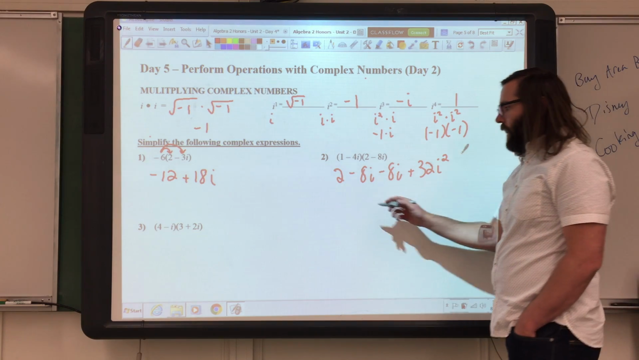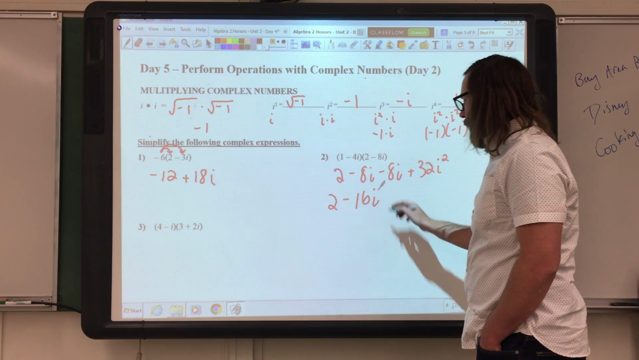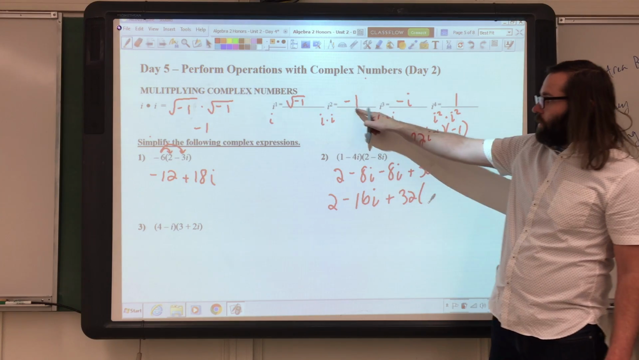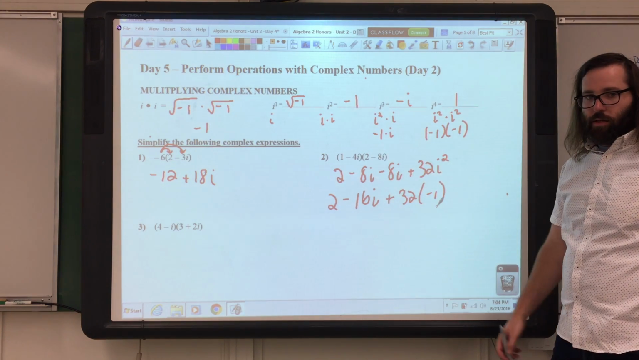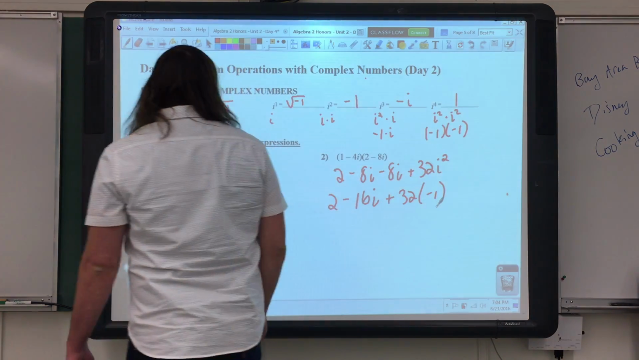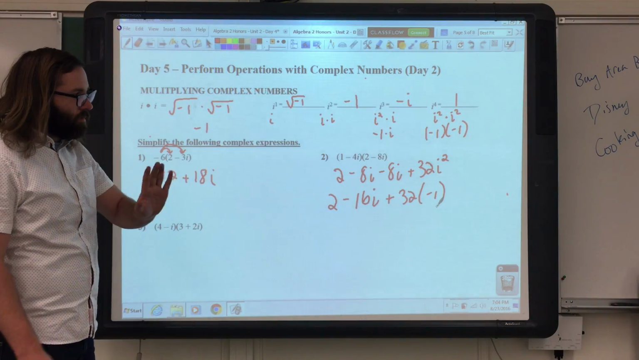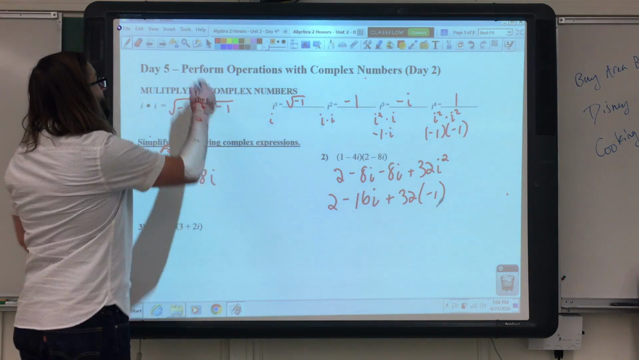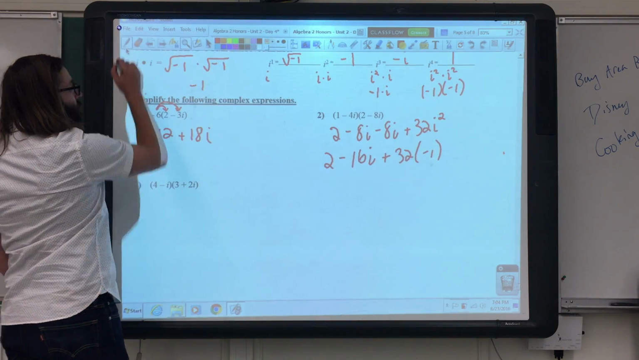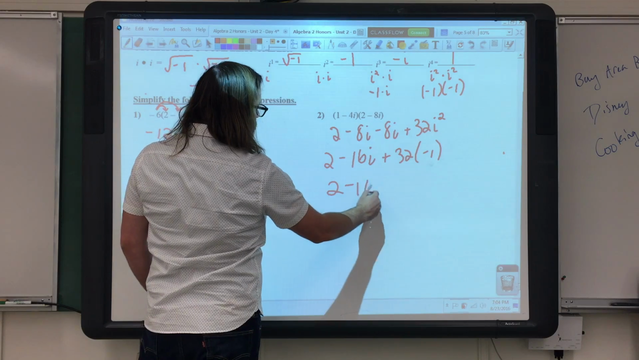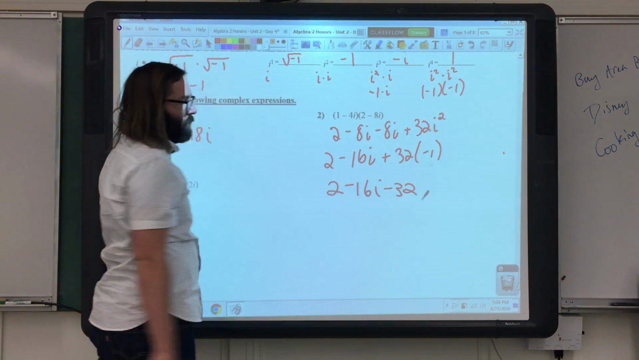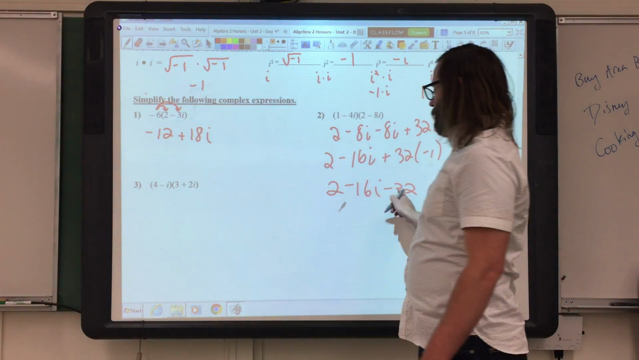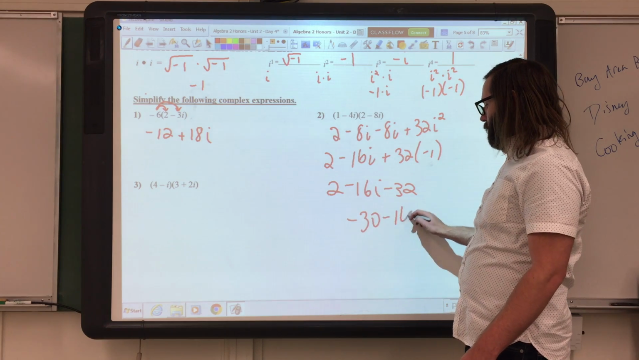So now let's simplify a little bit. We have 2 minus 16i plus 32 i squared, and we know i squared is negative 1. If you left it as i squared up there, remember, i is not just x, that's a variable, it's actually a complex number. We come over here, you get 2 minus 16i minus 32. So your final answer would be 2 minus 32 is negative 30 minus 16i.